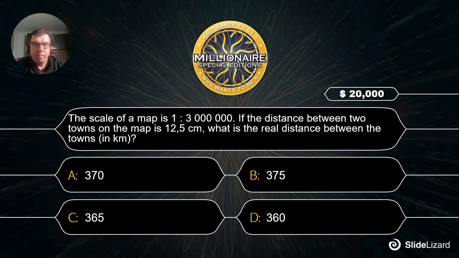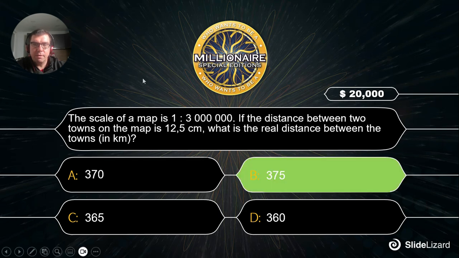Did you find B, 375? That is correct. The same idea. 12.5 multiplied by 30, because 3 million centimeters is the same as 30 kilometers. We get 375 kilometers of distance in reality.